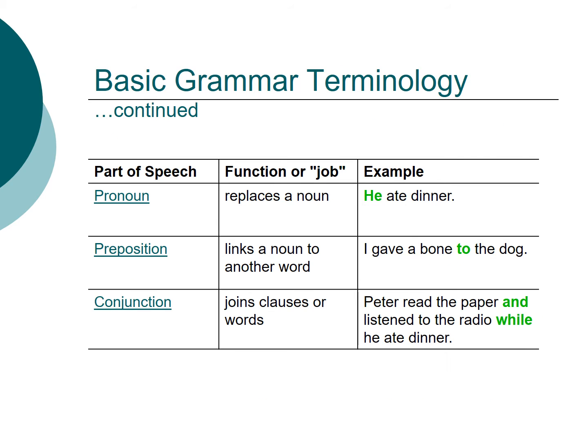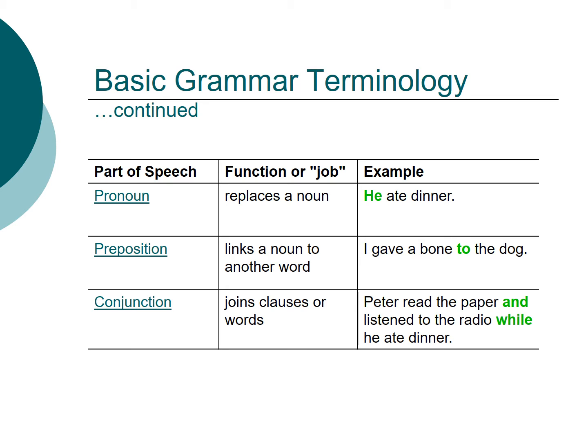Then I have the pronoun. The pronoun is the word that I use to replace a noun, like he, she, it, they, and so on. So, he ate dinner. If I'm going to analyze this one, I'll say he is a pronoun, ate is a verb, and dinner is a noun.